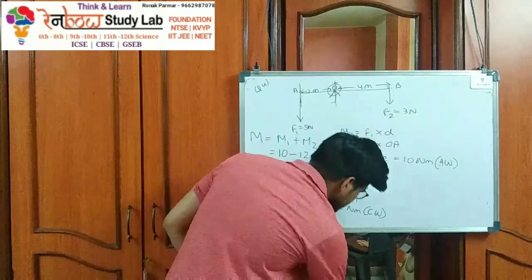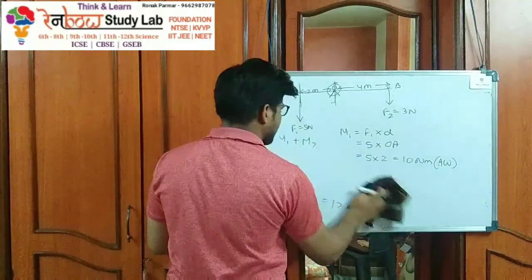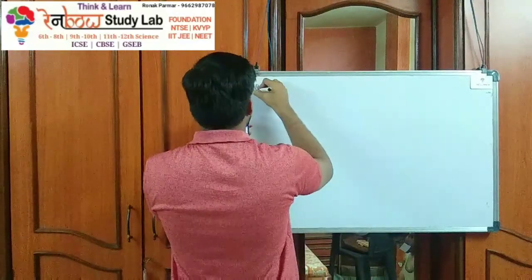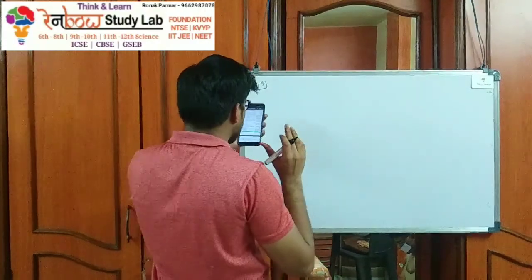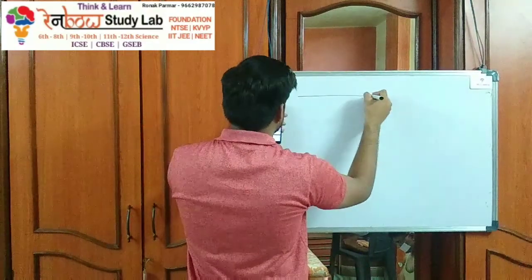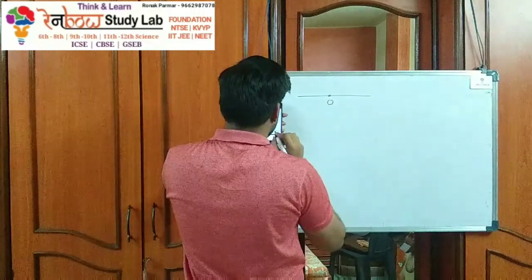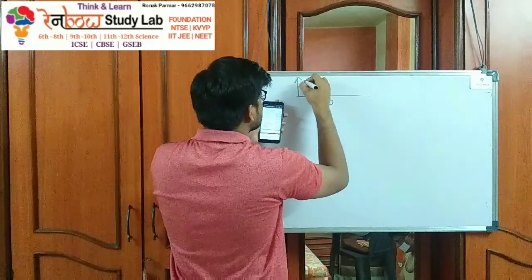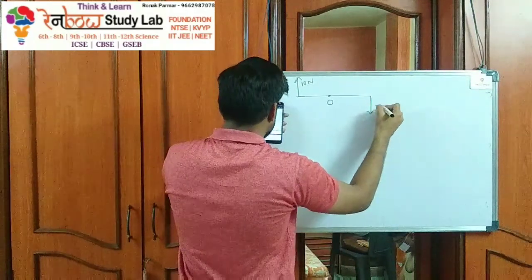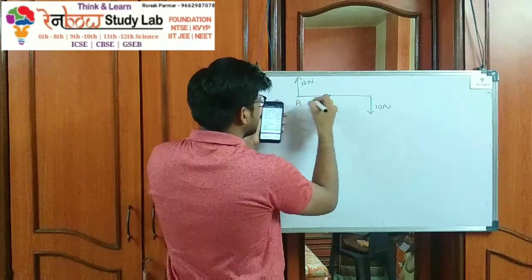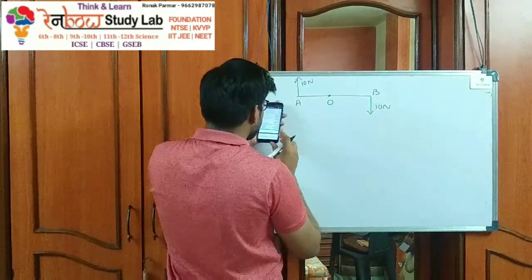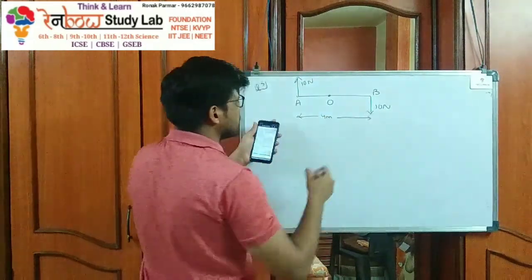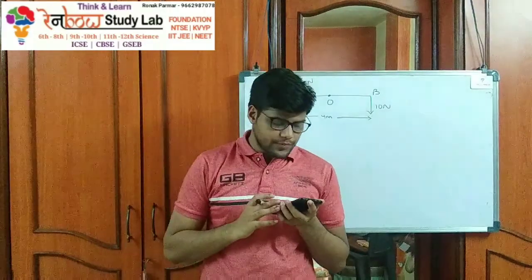We move to the 5th question. Two forces, each of magnitude 10 Newton. So there is a figure given. Each of magnitude 10 Newton act vertically upwards and downwards, respectively, at ends A and B of a uniform rod of length 4 meter. So the total length is 4 meter. Okay, read the question and keep drawing your figure.